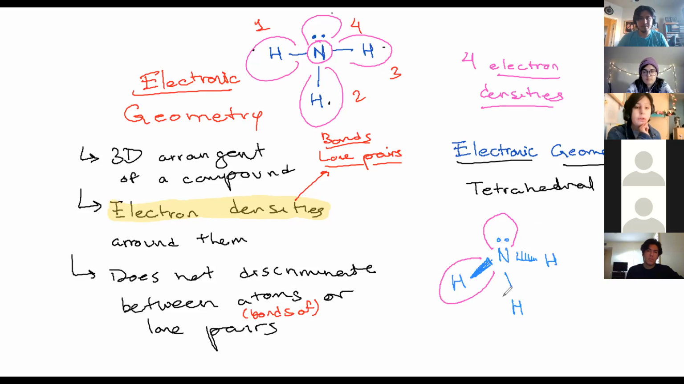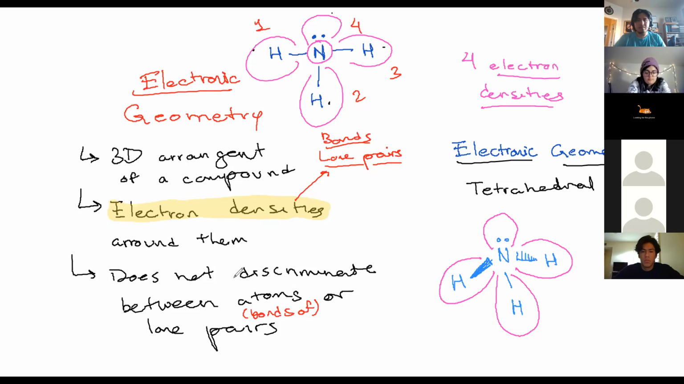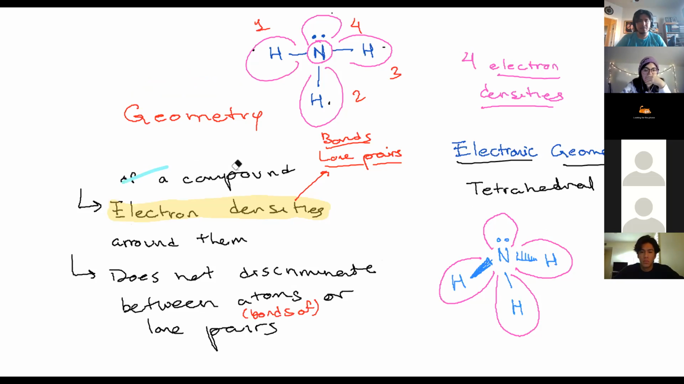Okay, so tetrahedral basically means you have 4 things around it, right? So that's the easiest way you can find out if you have a tetrahedral or not. And you might be able to look this up on Google too. Okay, so that was electronic geometry. But now, let's talk a little bit about molecular geometry.